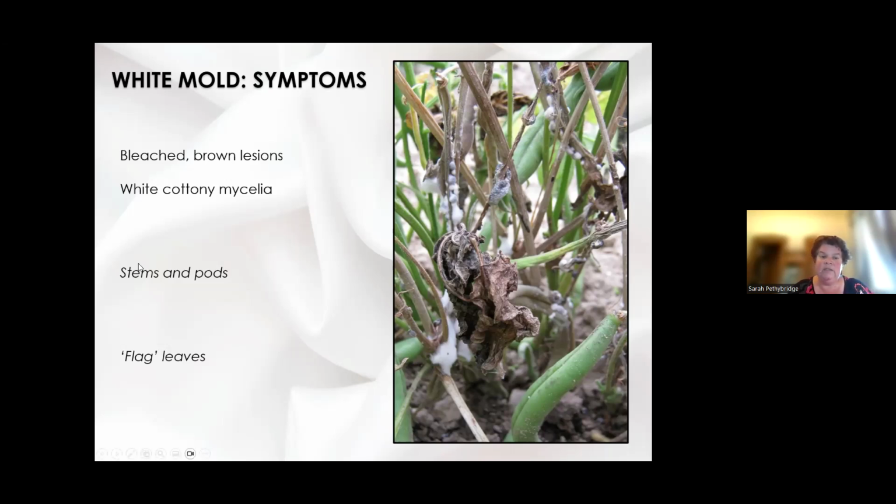So generally it's on the stems and pods, but sometimes when you're scouting, it's hard to see those symptoms because they're way down in the canopy. But sometimes you have a flag leaf, so a leaf that's sort of wilting singly on a stem. That indicates that there's generally something wrong lower down in the canopy. And often when you part the canopy, then you can see white mold symptoms. So sometimes the most obvious things to look for are those flag leaves at the top of the canopy.